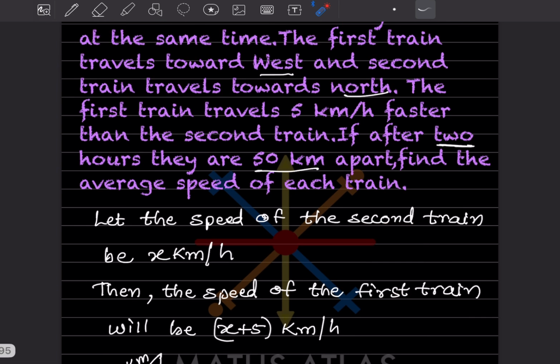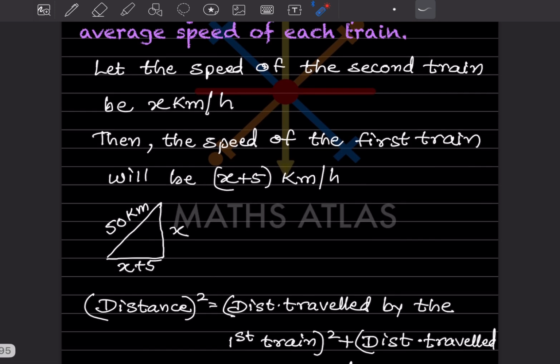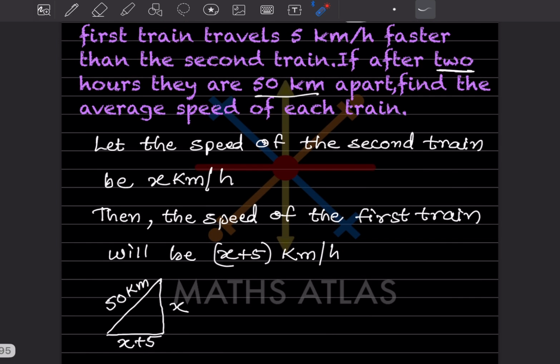Now they said the first train traveled towards west and the second train travels towards north, and after 2 hours they are 50 km apart. Now see here, this is x, because this is the north side, and this is the west one, so this is x plus 5, and this will be in the form of a triangle. The distance is given as 50 kilometer because they are apart from here to here. Hope this is clear with the rough diagram.